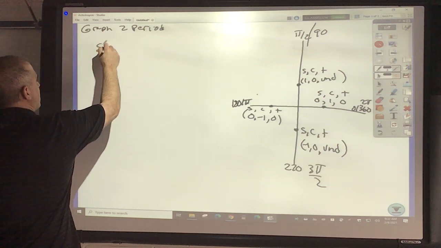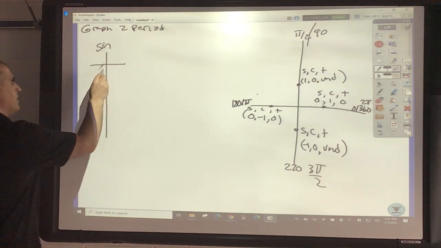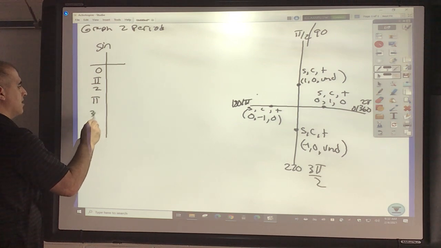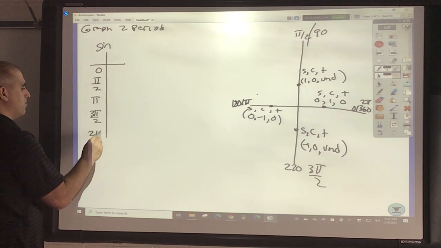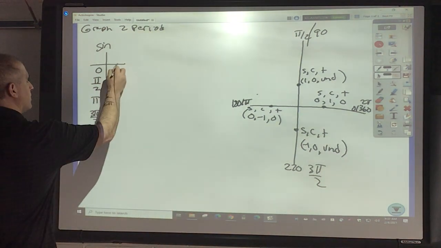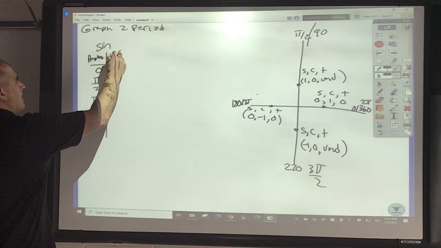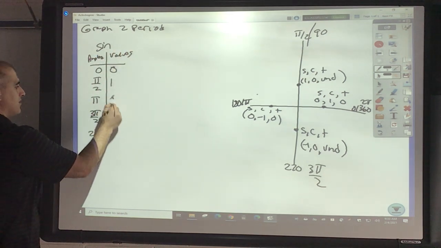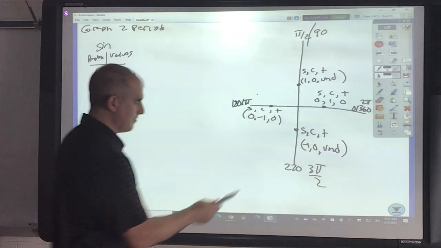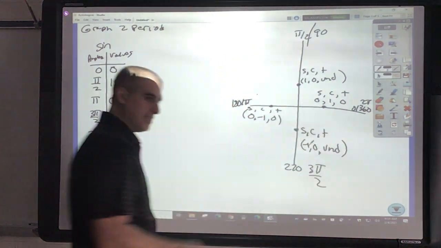So let's start with sine. We use 0, pi over 2, pi, 3 pi over 2, 2 pi. What are those values? Well, they're 0. At pi over 2, it's 1. So these are the angles, and these are the values. At pi it's 0, at 3 pi over 2 it's -1, and at 2 pi it is 0. So all I'm doing is just going through, easy.